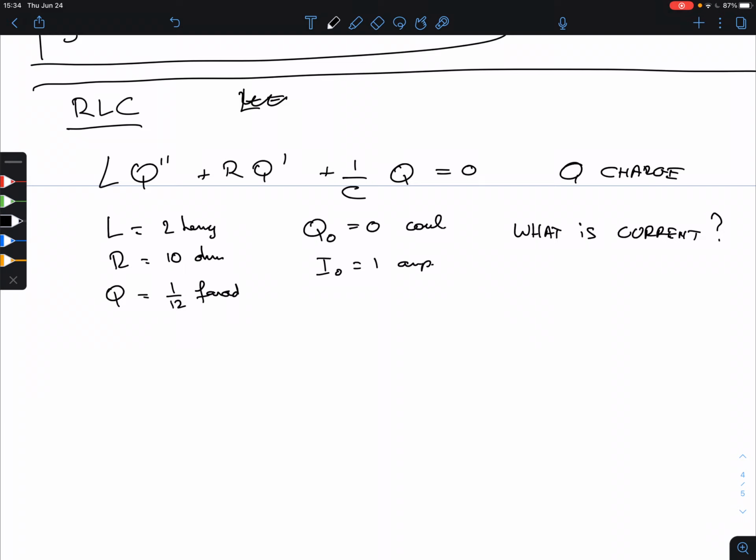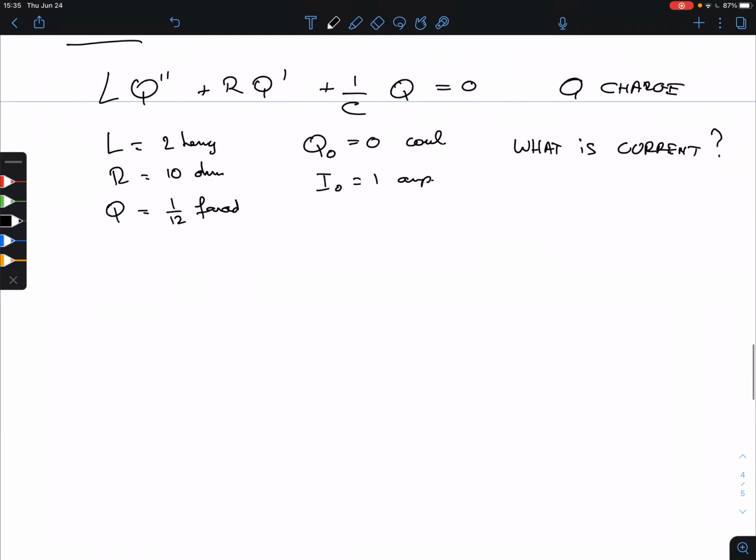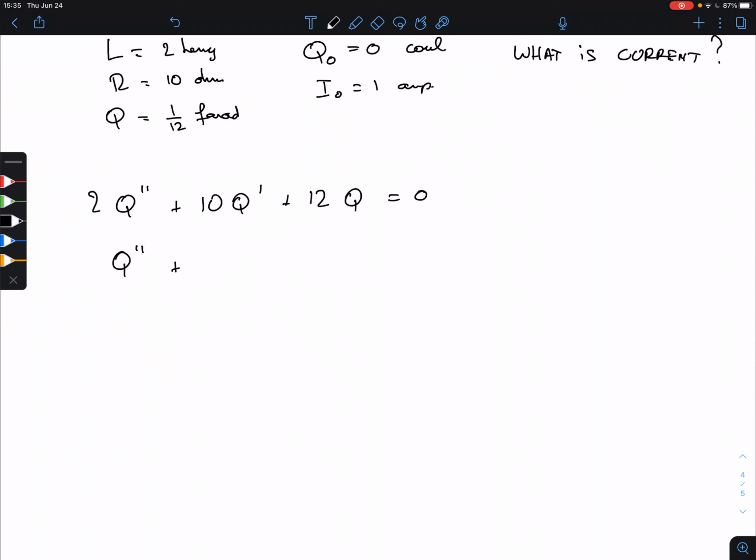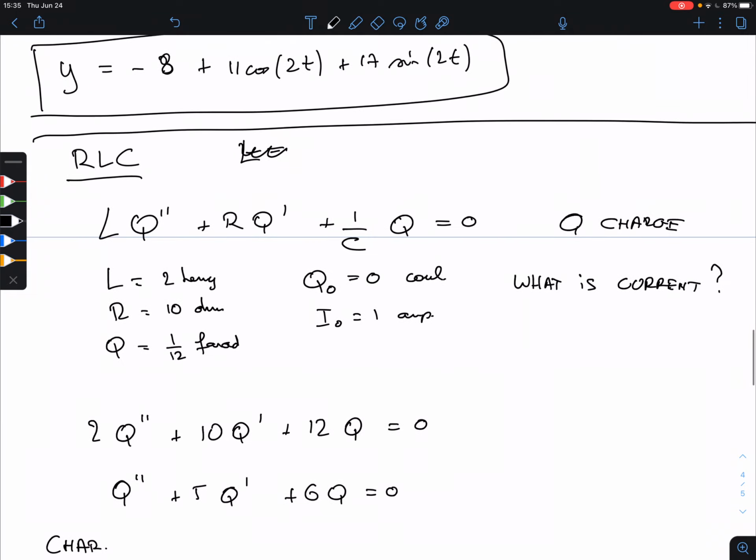Okay, remember current is I, so that's one extra thing that you have to do in these RLC circuits. But let's solve it. L is 2Q double prime plus R is 10Q prime plus 1/12. The reciprocal of 1/12 is 12, so 12Q equals 0. So that is Q double prime plus 5Q prime plus 6Q equals 0. That's homogeneous, so we do the characteristic equation. Oh no, sorry, I didn't give you the full question.